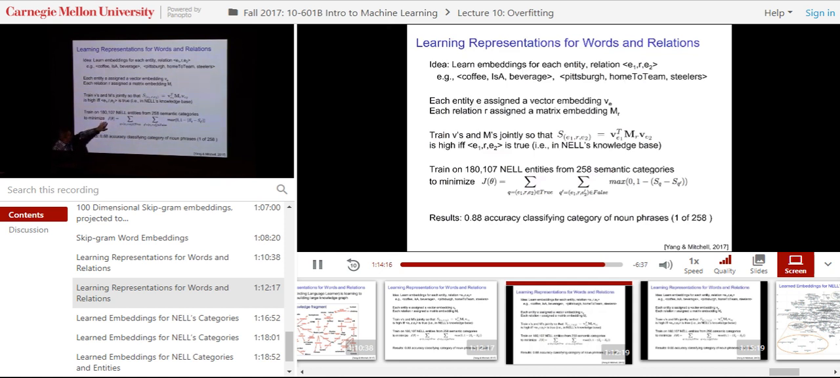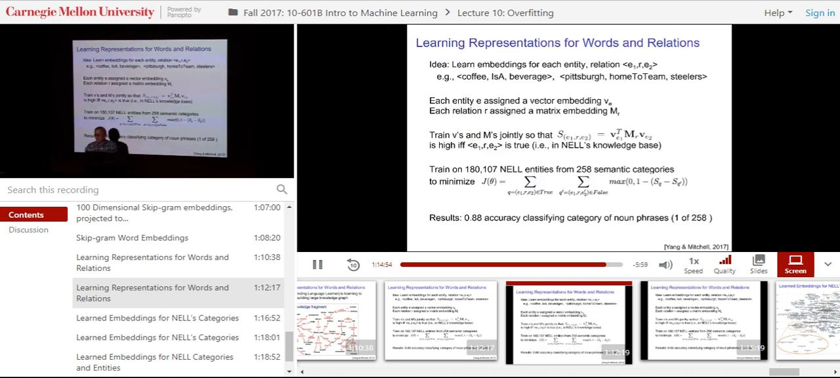So what we did was we sum over our training examples of true triples, like Pittsburgh home to team Steelers, whatever's in the knowledge base, we'll assume it's true. Plus we'll sum over other triples which have the same entity and relationship, but we switch out the other entity. We don't know what's false, so we just randomly chose another entity. So if it says Pittsburgh is home to Team Steelers, then we'll make up a negative example.